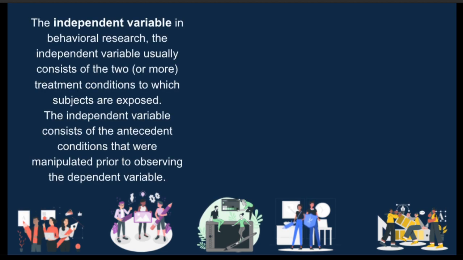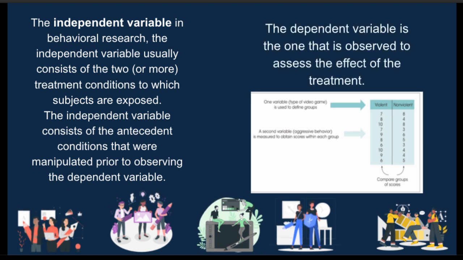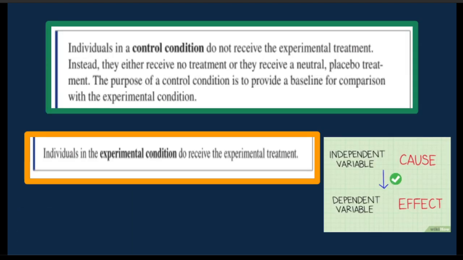The independent variable usually consists of two or more treatment conditions to which subjects are exposed. The dependent variable is observed to assess the effect of the treatment. A control condition does not receive the experimental treatment. Instead, what they receive is no treatment or a neutral one. We call this the placebo treatment. Its purpose is to provide a baseline for comparison with the experimental condition. In the experimental condition, participants receive the experimental treatment. Let's remember, the independent variable produces the cause and the dependent variable produces the effect.